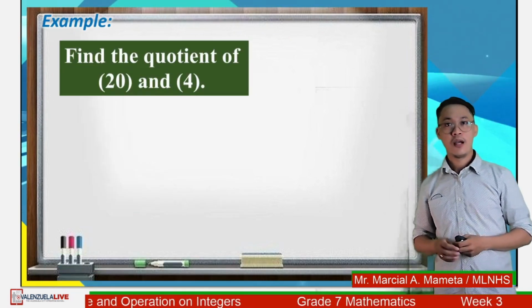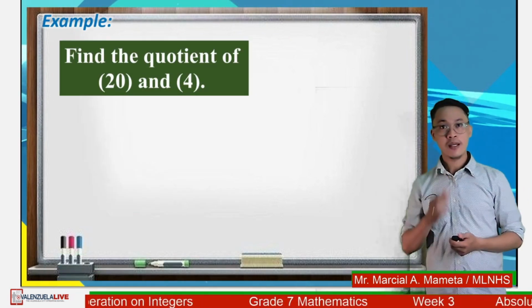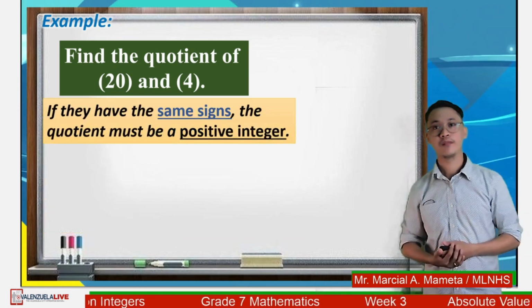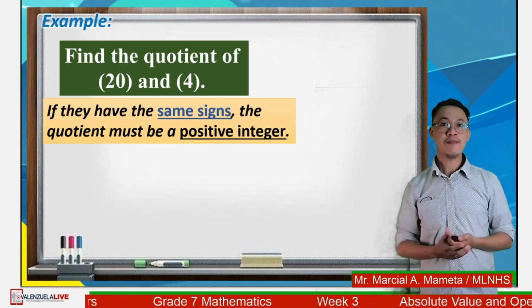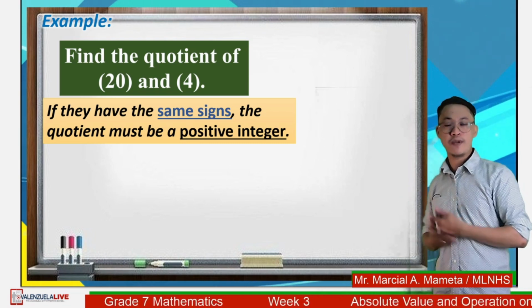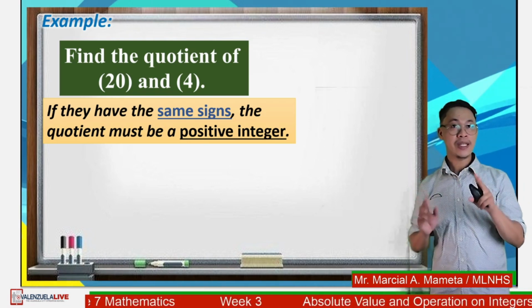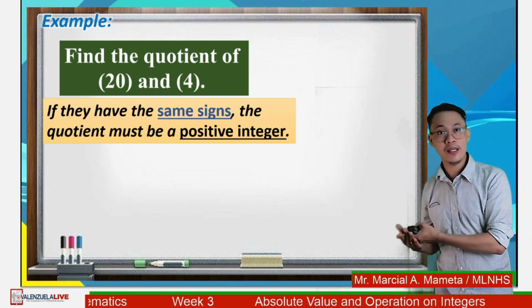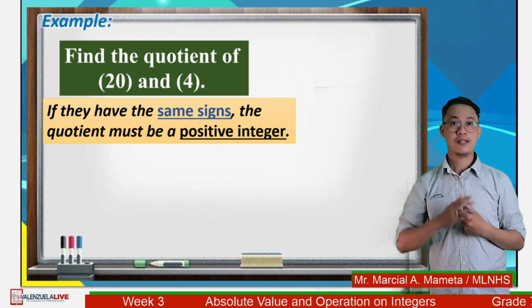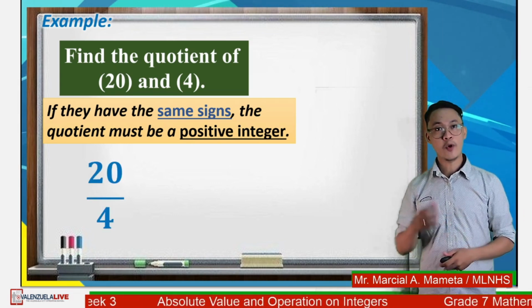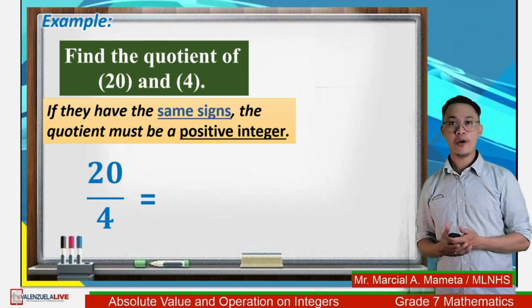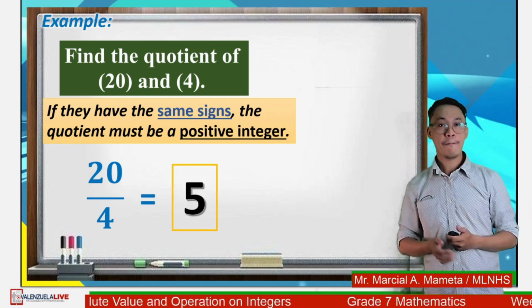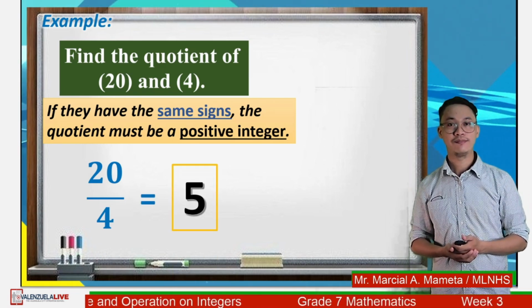Example: find the quotient of 20 and 4. If they have the same sign, the quotient must be positive. Now, based upon our given, we have positive 20 and positive 4. Same signs. So therefore, 20 divided by 4 is equal to positive 5.